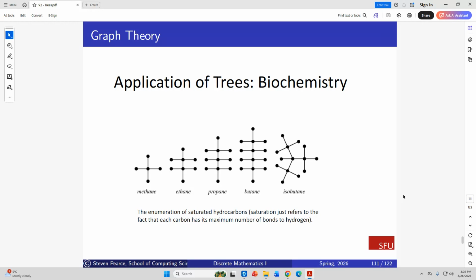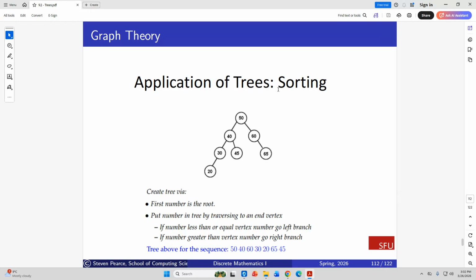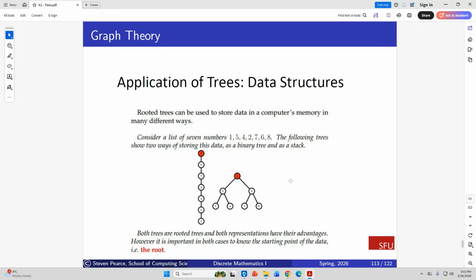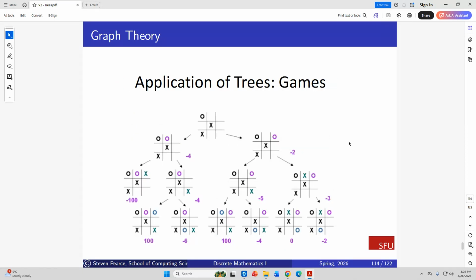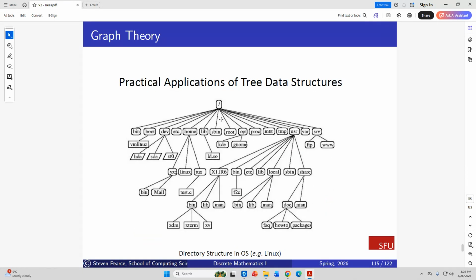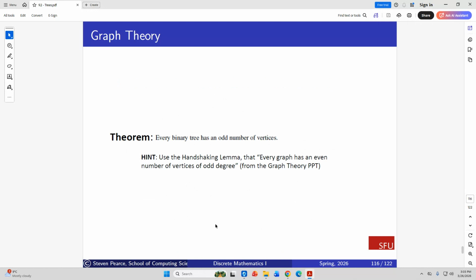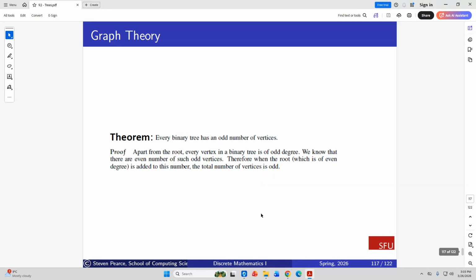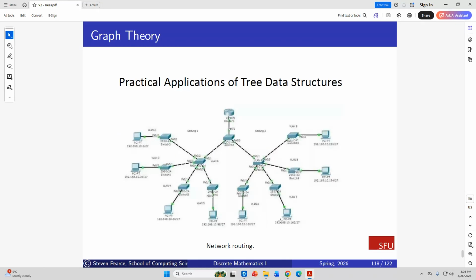And here you can see how the application of trees is good for biochemistry, and application of trees in sorting. You'll see this in Comp 220. Data structures, again, Comp 220. Games, we've seen that already. Data structures for data sets. I don't know what that's doing here. I don't know why that's there.